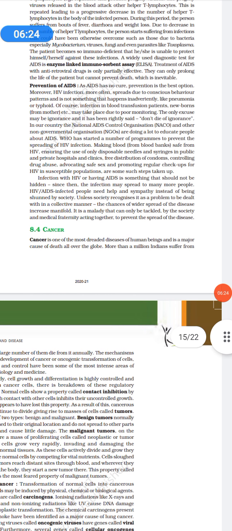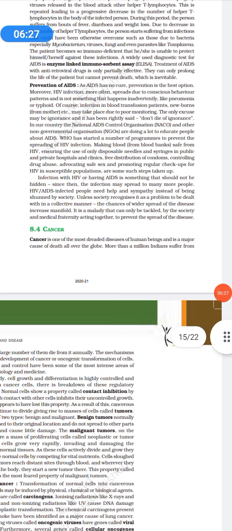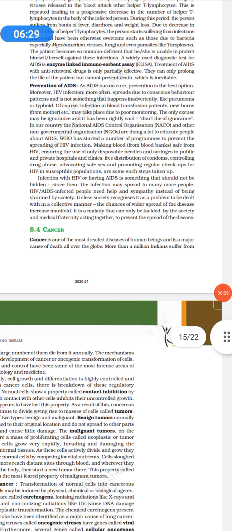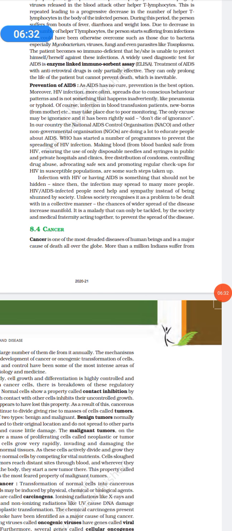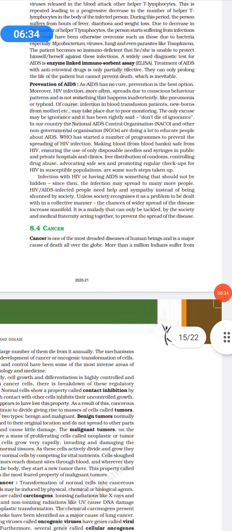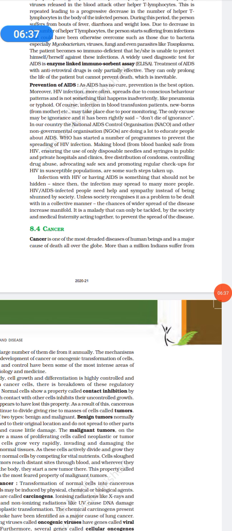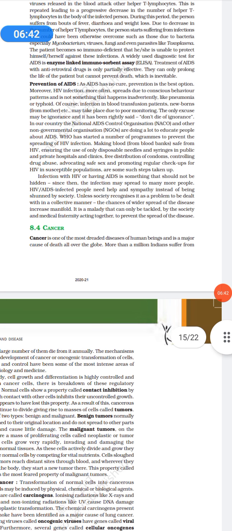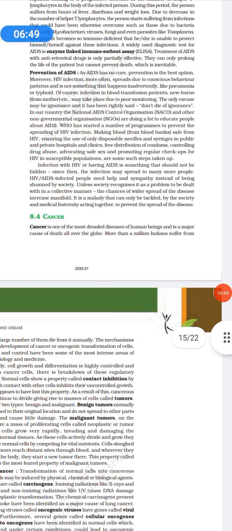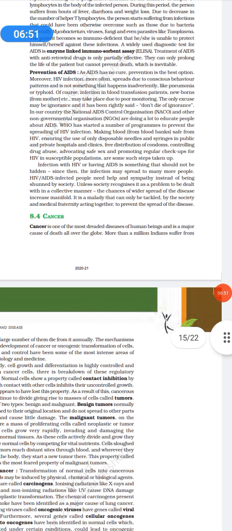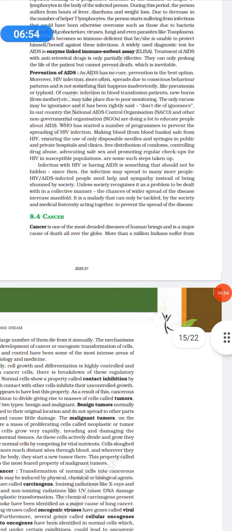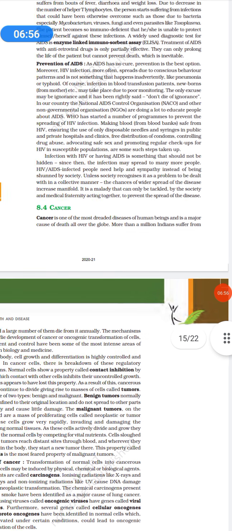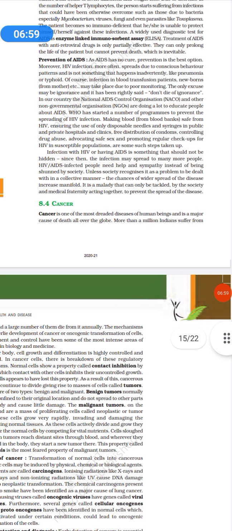Infection with HIV or having AIDS is something that should not be hidden, since then the infection may spread to many more people. HIV or AIDS infected people need help and sympathy instead of being shunned by society. Unless society recognizes it as a problem to be dealt with in a collective manner, the chances of wider spread of the disease increase manifold.